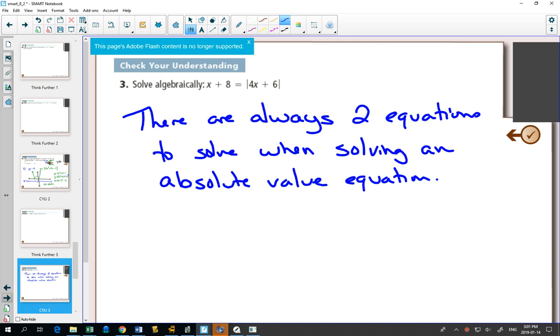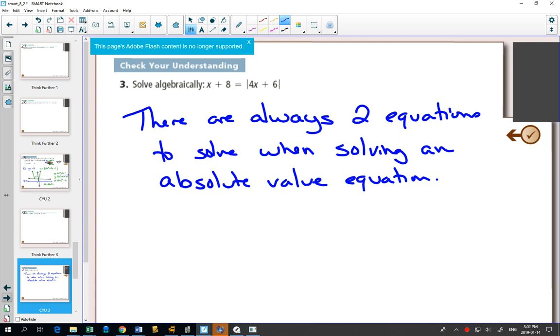Why are there 2 equations? Well, the 4x plus 6, depending on what number you plug in for x, is sometimes positive and sometimes negative. For example, if I plug in x is 3, 4x plus 6 is 18. Do the absolute values matter? No. If it's a positive number, you could just get rid of the absolute values. But if it's a negative number, for example, if I plug in -5 for x, 4 times -5 is -20. Plus 6 would be -14. And what do the absolute values do? Make it positive. Turn it to positive, right?